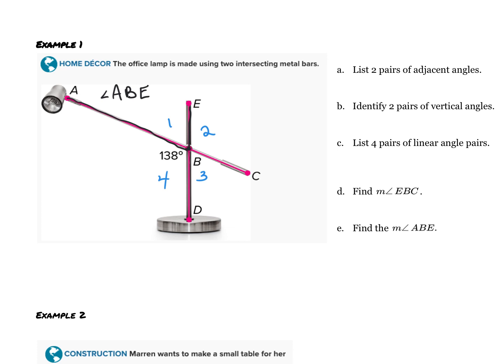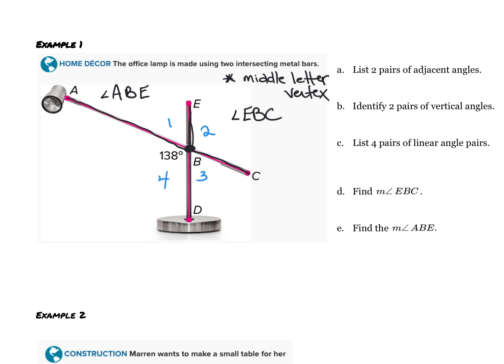Okay. Angle 2 is EBC, or I can say CBA. Just remember that the middle letter is always our vertex, okay? And our vertex is our point where our rays come together or meet.